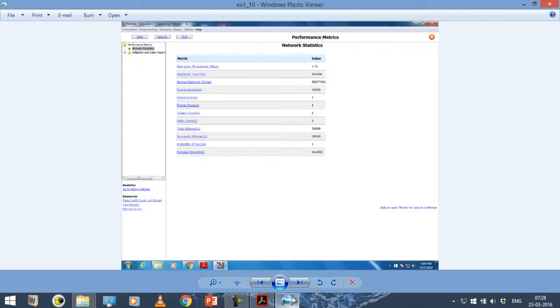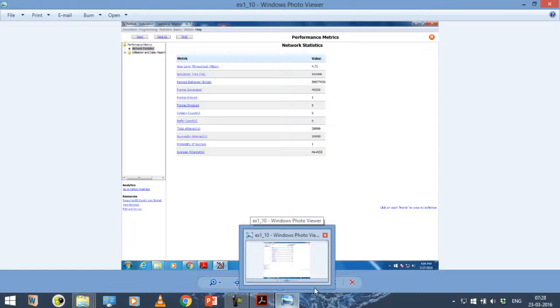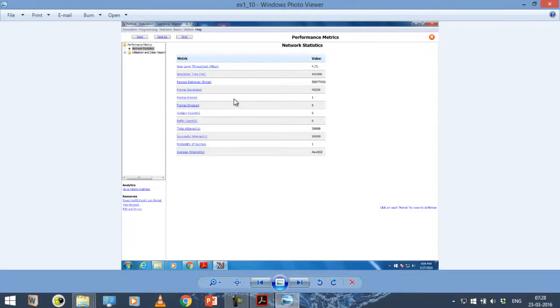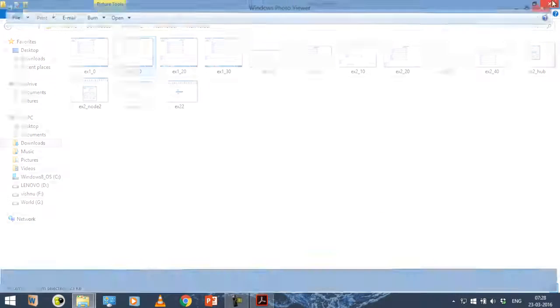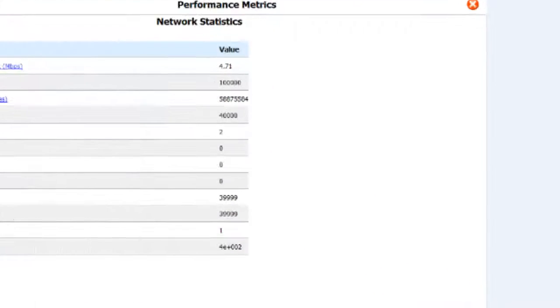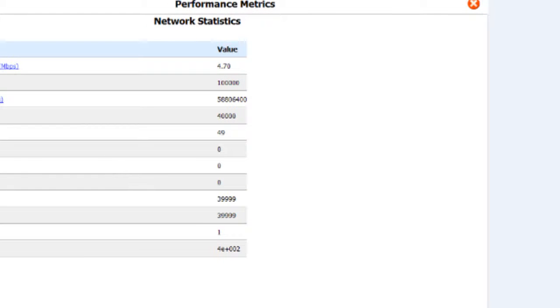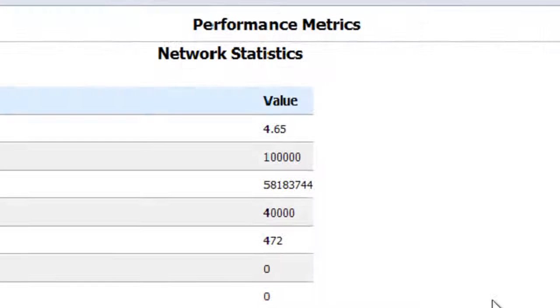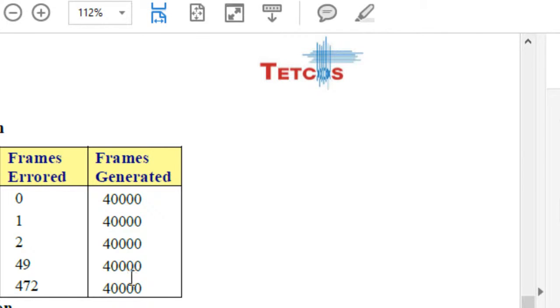When there is error, we are incrementing the error by multiples of 10. When the error is 10 power minus 9, the frames error is 1 and frames generated is 4000. Similarly, if 10 power minus 8, then frames error is 2 and frames generated is 4000. For 10 power minus 7, it is 49 and 4000. In the last case it is 472 and 4000. See, we are clearly following the table.